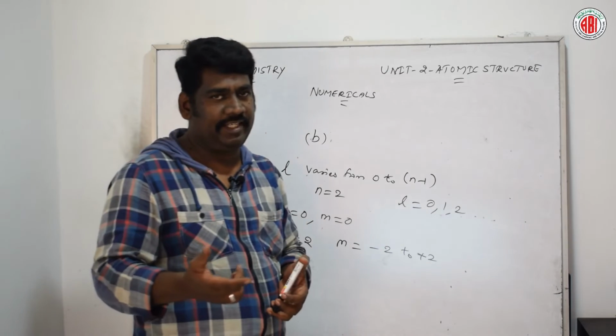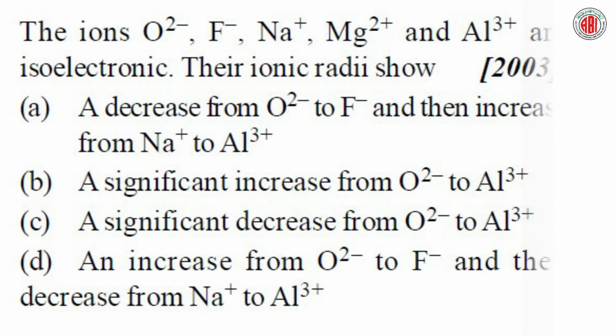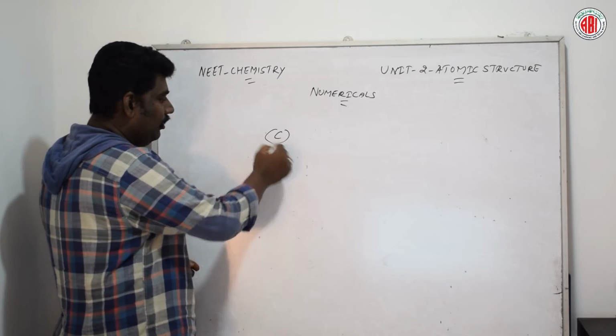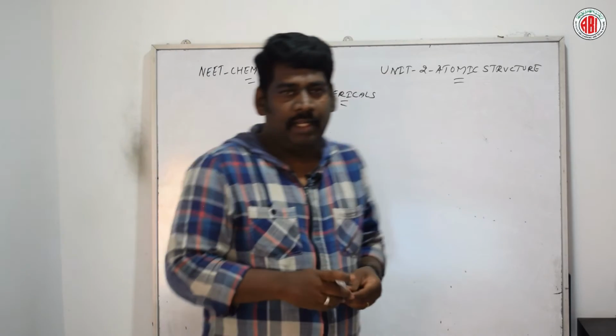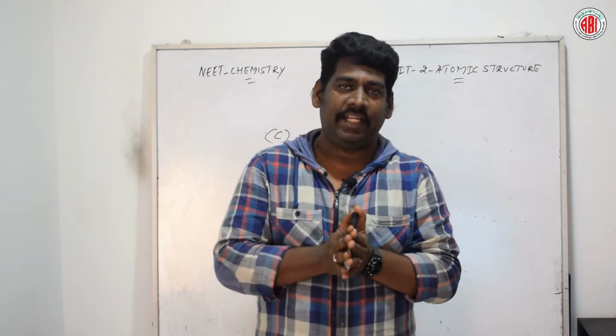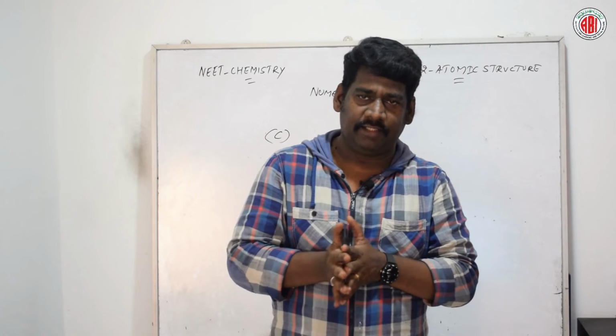Now let us go for the next question. Now look at this next question, guys. The ions O2 minus, F minus, Na plus, Mg2 plus and Al3 plus are isoelectronic. Their ionic radii show the following. Here are four different statements given. Let us see which one is the right answer. According to this particular question, option C is the right answer because look at that statement: among all isoelectronic species, the ionic radii of the anion is more than that of the cation.